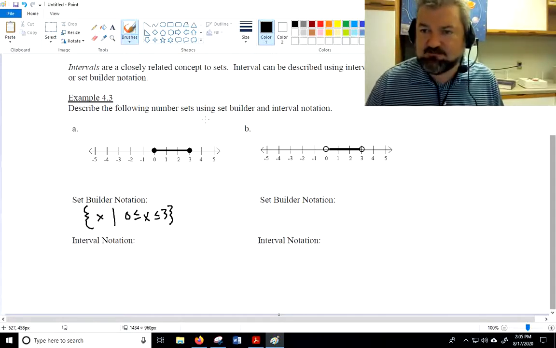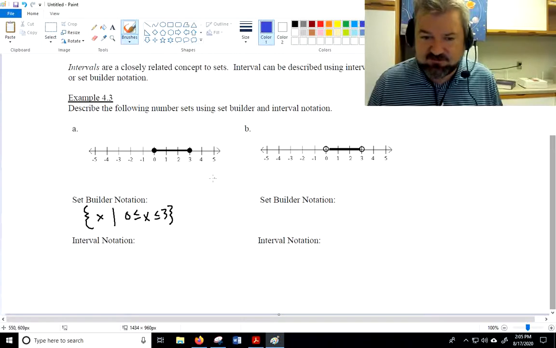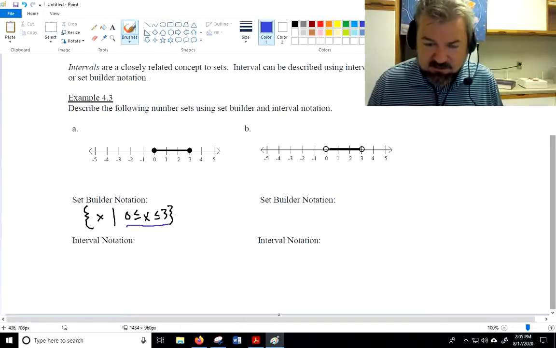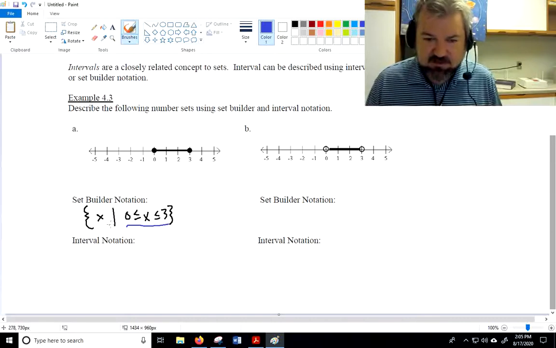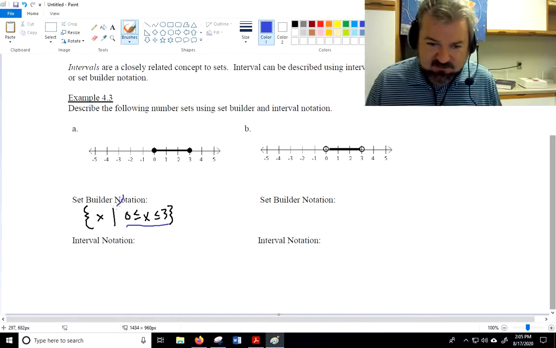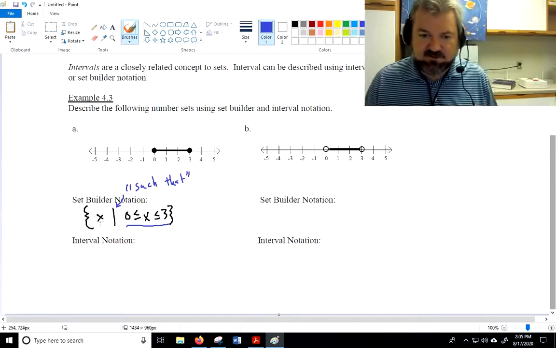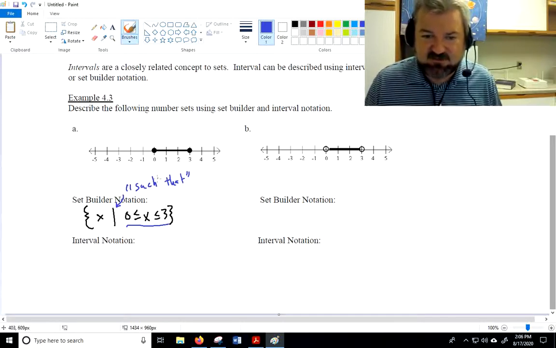You may be more familiar with this part here than this x with a vertical pipe here. What is that saying? Well, I'm saying all x's such that. That's what this little thing here means. It's red. Such that, or with the condition that. Just say such that, okay? So it's x such that this condition is true. Now that's set builder notation.